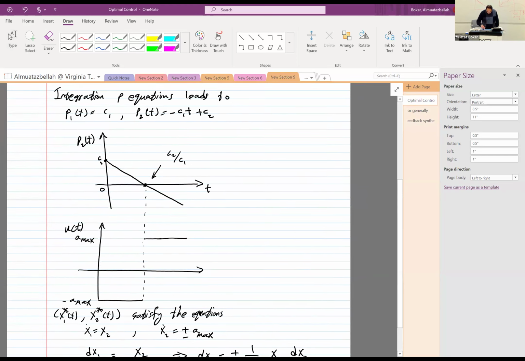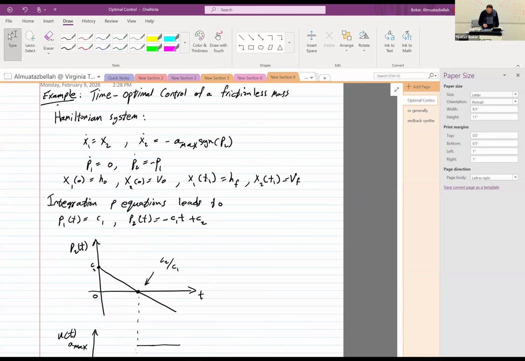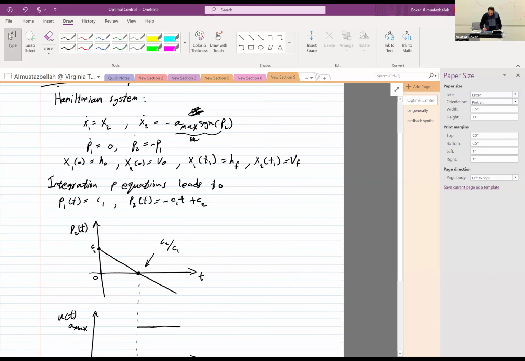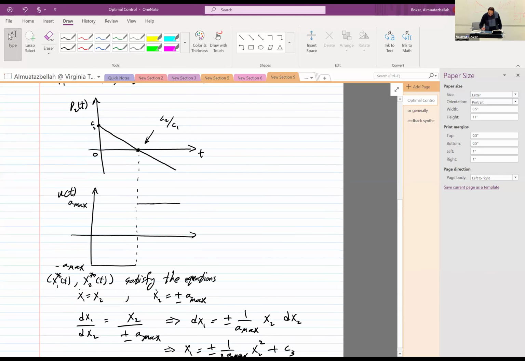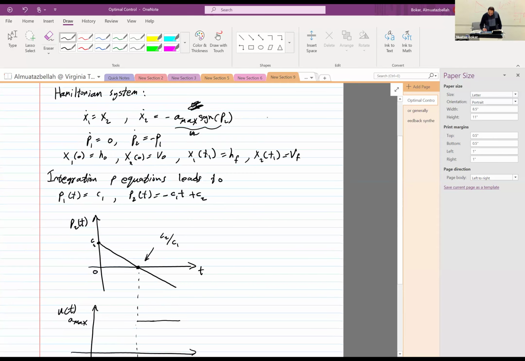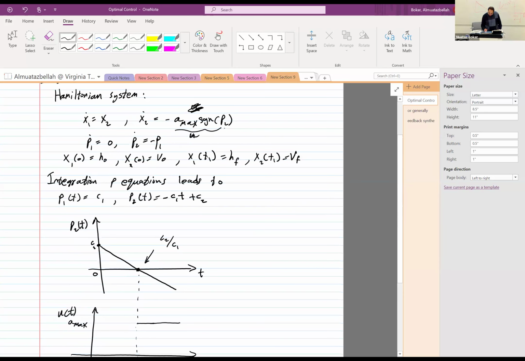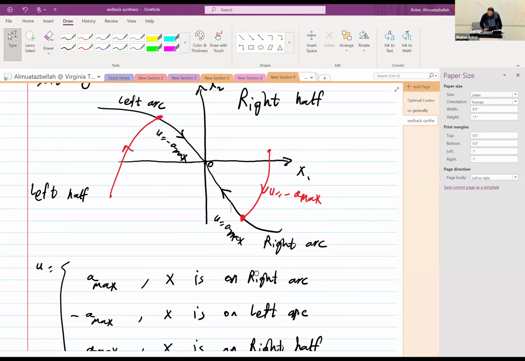So the controller here is plus or minus, this one is the controller U, right? So U is minus A max sign of P2, right? So basically what you do is you solve these, you need all these equations, okay? And so the switching happens depending on the sign of P2, when P2 is equal to 0.